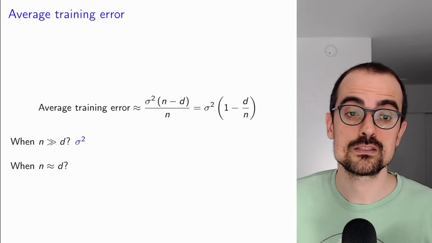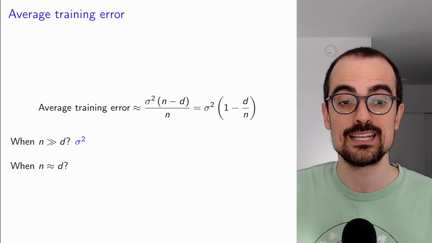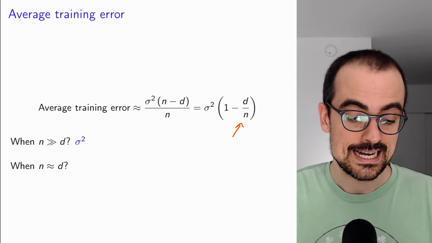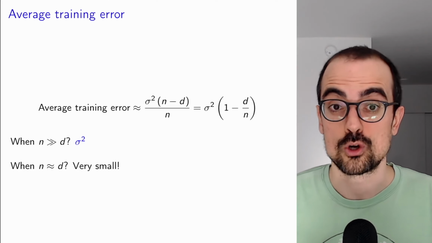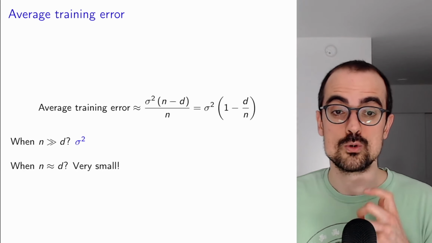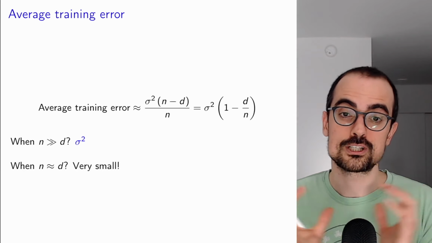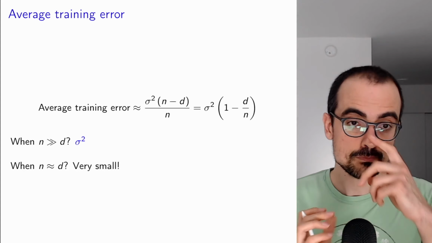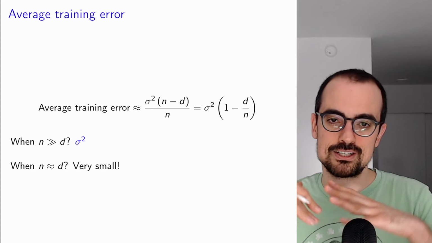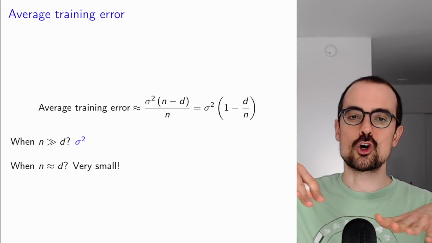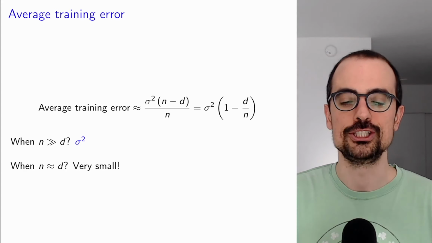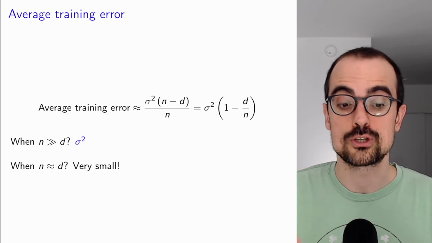But what happens when the number of features is similar to the number of data points? Then d over n is close to 1 and the error is very small. It's close to 0. In this case, there's enough degrees of freedom within the linear model to approximate the noise. In this orthogonal projection of the noise, most of the noise actually remains on the plane where our estimate is, in our geometric argument, so that we observe overfitting.